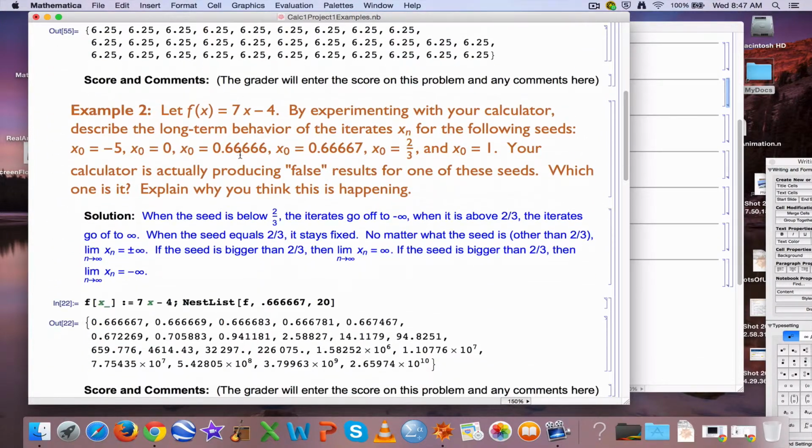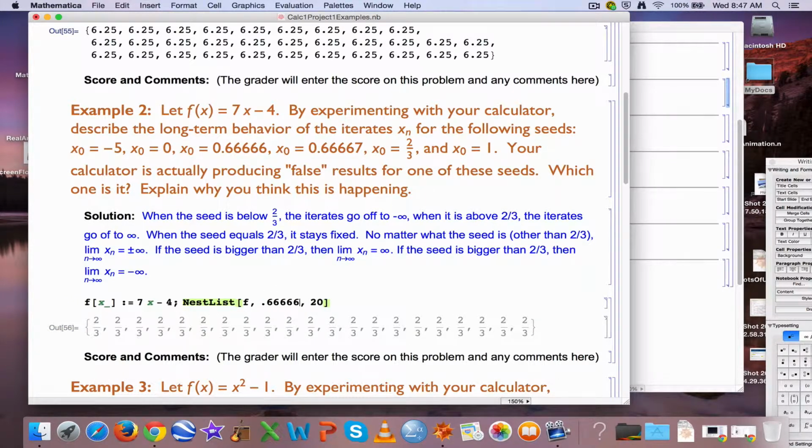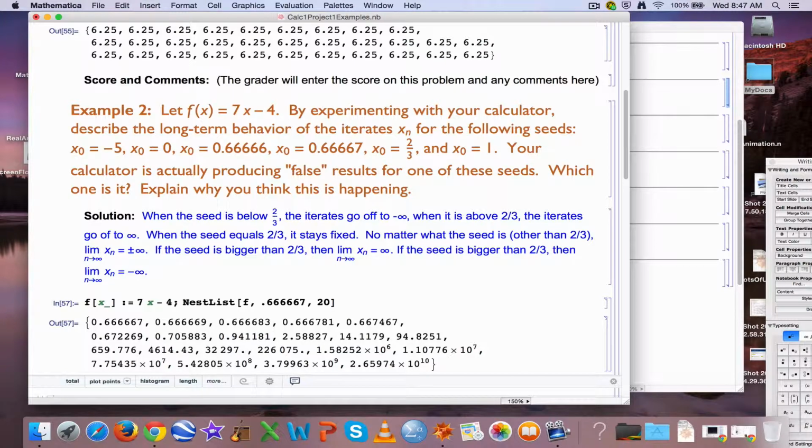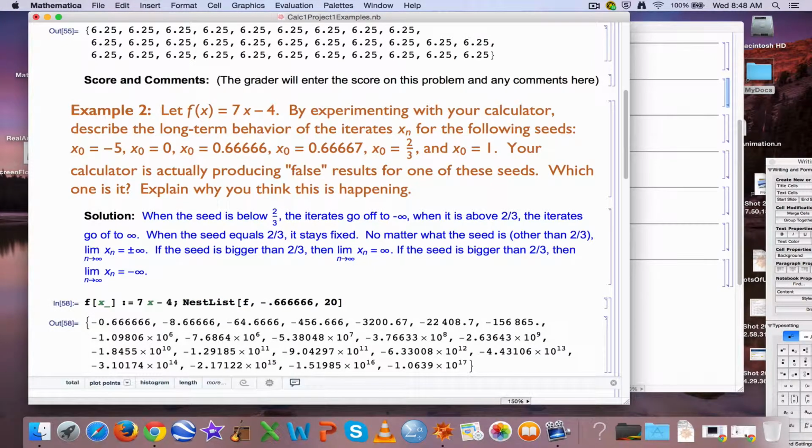Next example was f of x equals 7x minus 4. We saw that 2/3 was a fixed point. If you plug in 2/3 exactly, you always get 2/3 out. If you plug in a number just barely bigger than 2/3, the iterates go off to plus infinity. They don't approach 2/3, so this is different. If you plug in a number just barely less than 2/3, they go off to minus infinity.